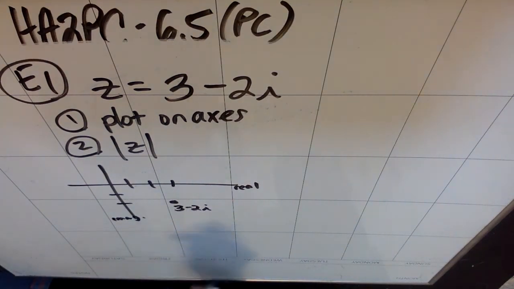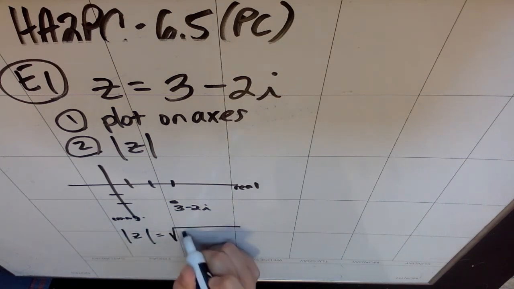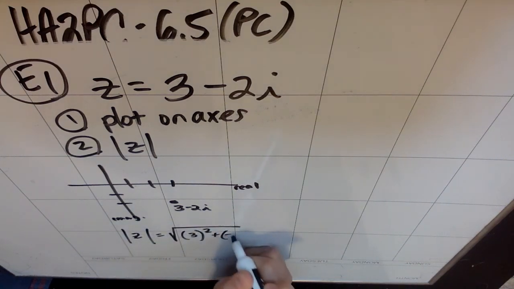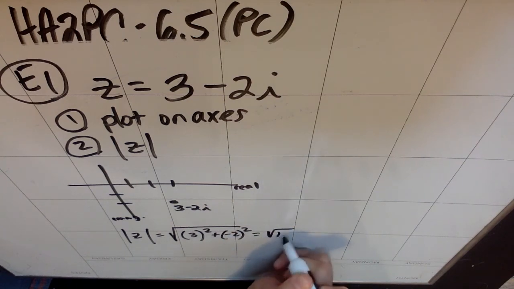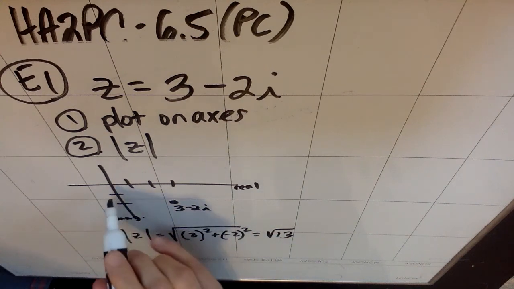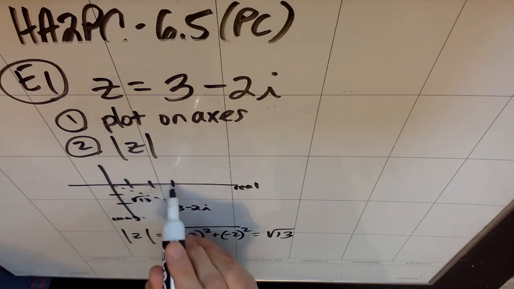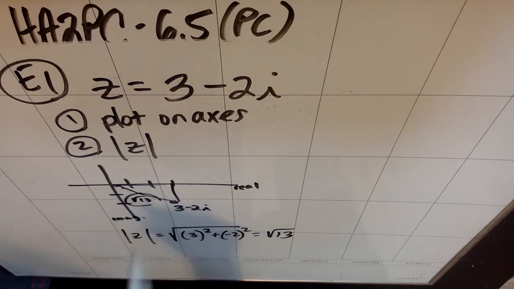So that's what it looks like, and if I want the absolute value of z, it's going to be the square root of 3 squared plus negative 2 squared, which should give me root 13. So that's how we'd find that absolute value. What I want you to notice is that it's not an accident that the absolute value is the length of this hypotenuse. If I draw in the triangle, it's not an accident that the hypotenuse is root 13, and we're going to talk about why that's significant in the next video.